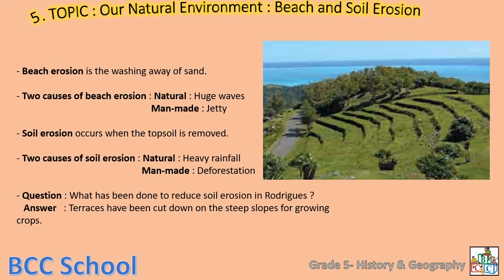Soil erosion occurs when the topsoil is removed. Two causes of soil erosion. The natural cause is heavy rainfall and the man-made cause is deforestation. This means that the topsoil is removed during heavy rains or is carried away when forests are cleared.